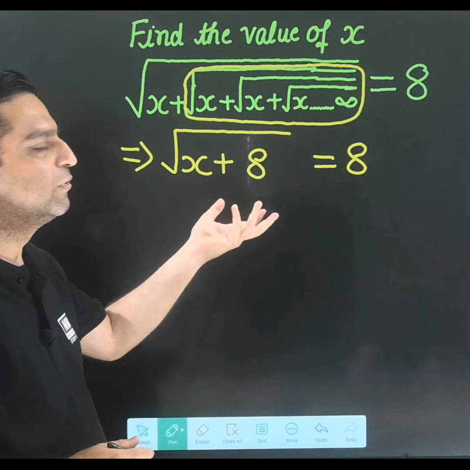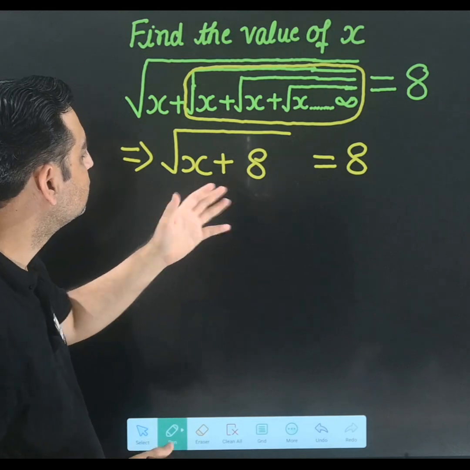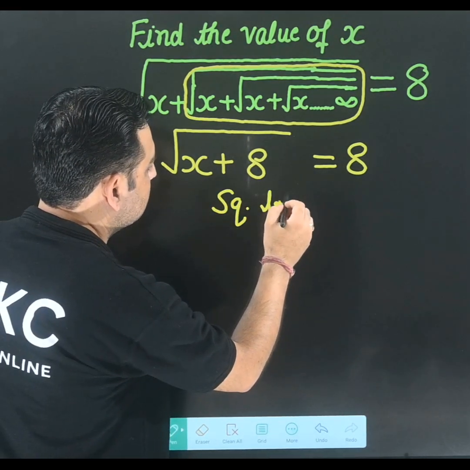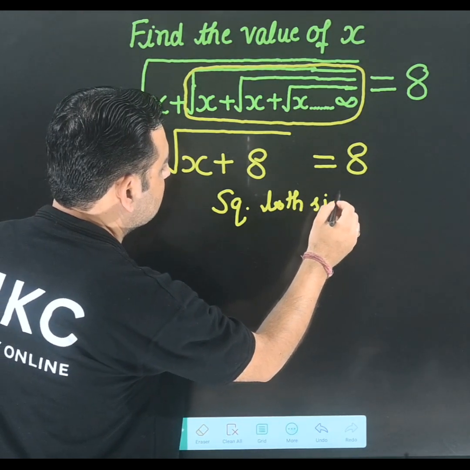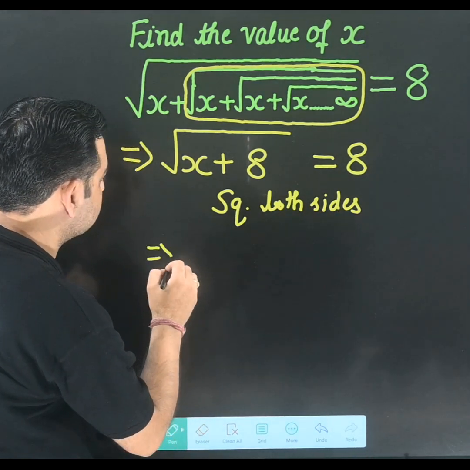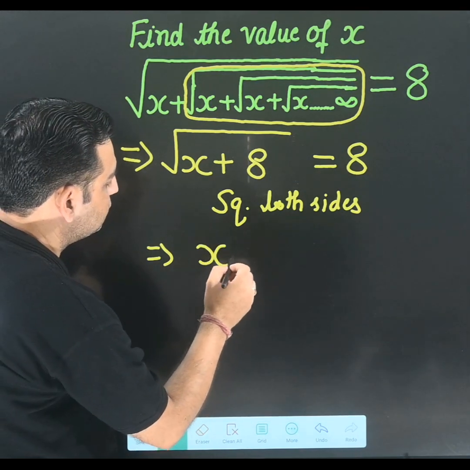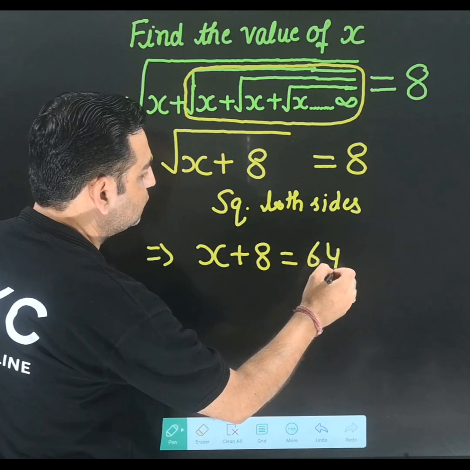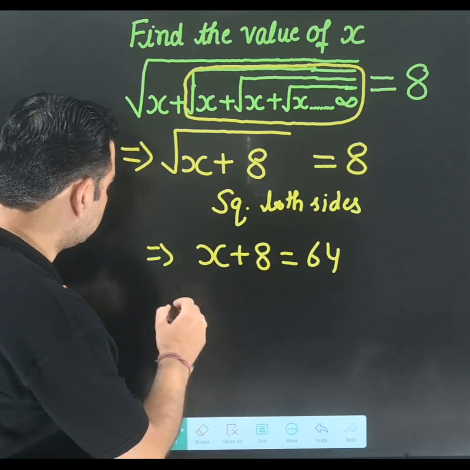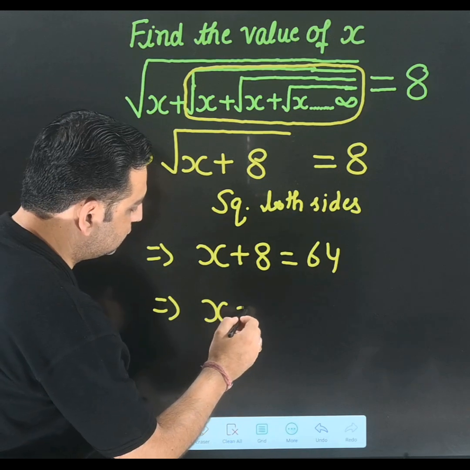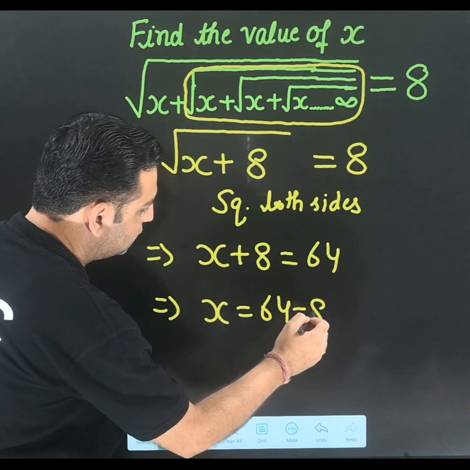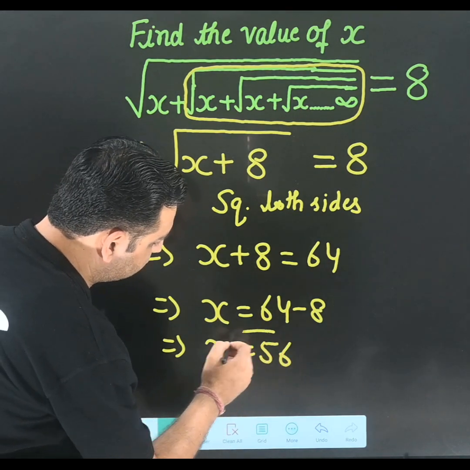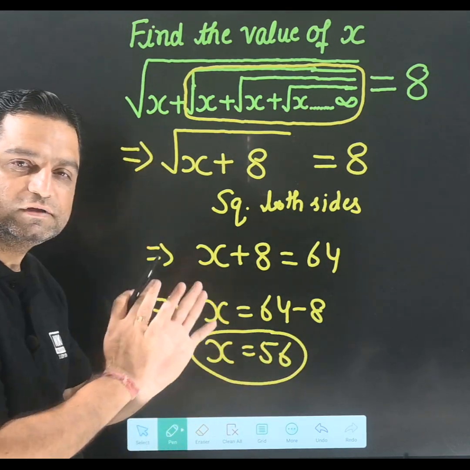Now, making shortcut is not difficult here. You do squaring both sides. Let me first cover it with basic concept, then we'll let you know how the shortcut works here. When you do squaring both sides, square root moves from the left side and right side. 8 square becomes 64, and your value of x will be 64 minus 8, and final answer for this question is going to be x is 56. Say 56 is the answer.